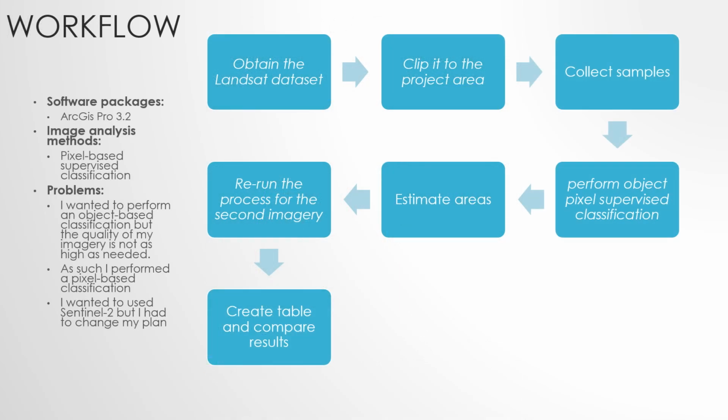And so the workflow will be to obtain the imagery, which I already did, clip it to the project area, then collect samples. And this time I will make sure that I can collect enough samples. And then my plan will be to perform a pixel-based supervised classification. I will then estimate areas, and I will run the process for the second imagery. And finally, I will create a table to compare the results. My plan is to use ArcGIS Pro to run the entire process.